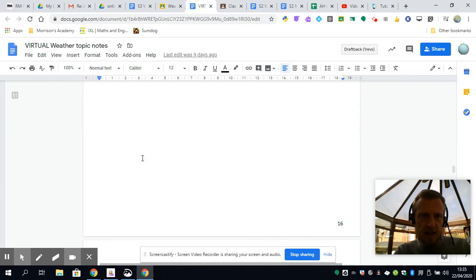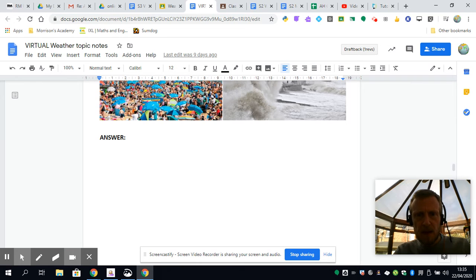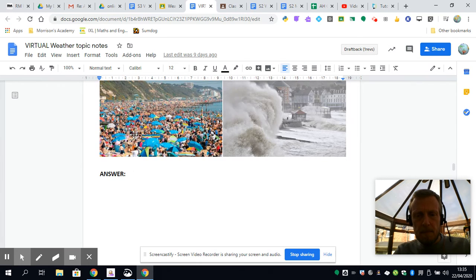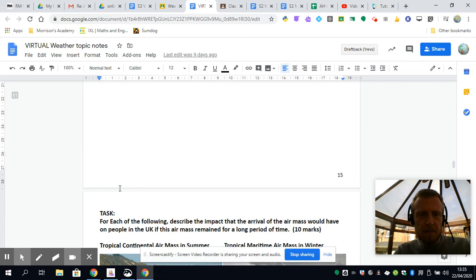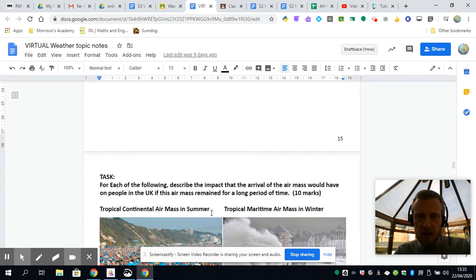So it's just being a bit slow today. Here we are. So I've given you a couple of photographs to go along with this. There we are. And the question says, each of the following describe the impact that the arrival of the air mass would have on people in the UK if this air mass remained for a longer time.